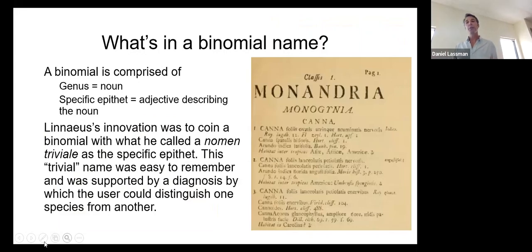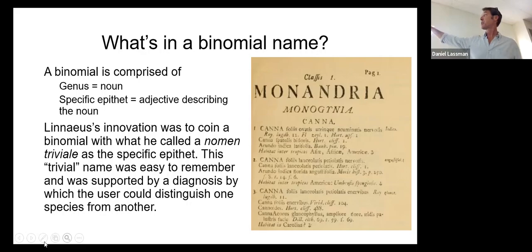So what's in a binomial name? It's comprised of a genus, which is a noun. This is where we get back to our Latin. And a specific epithet, which is an adjective describing the noun. That's what a binomial name is. Linnaeus's innovation was really to coin this two-word binomial name and assign every genus and species a trivial name. And he called it a nomen triviale, and it really is trivial.